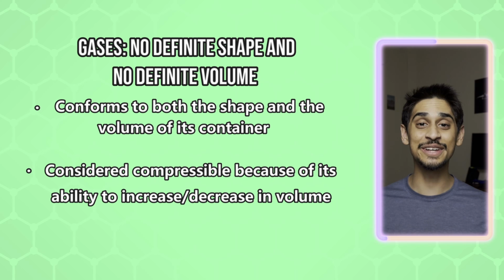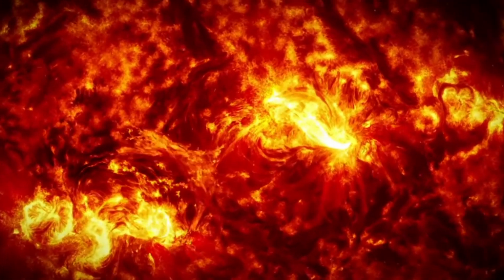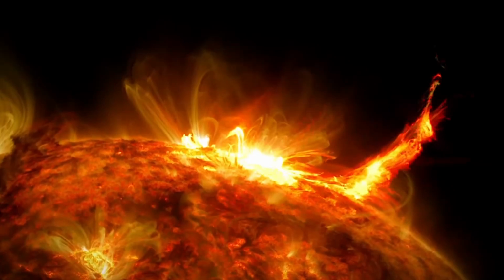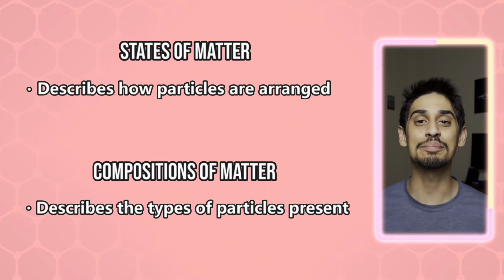And technically, there's a 4th state of matter called plasma, and it makes up 99% of all of the matter in our known universe, but that's way beyond the scope of this chemistry course and really most science courses, so don't worry about it. Alright, so the other classification are the compositions of matter.